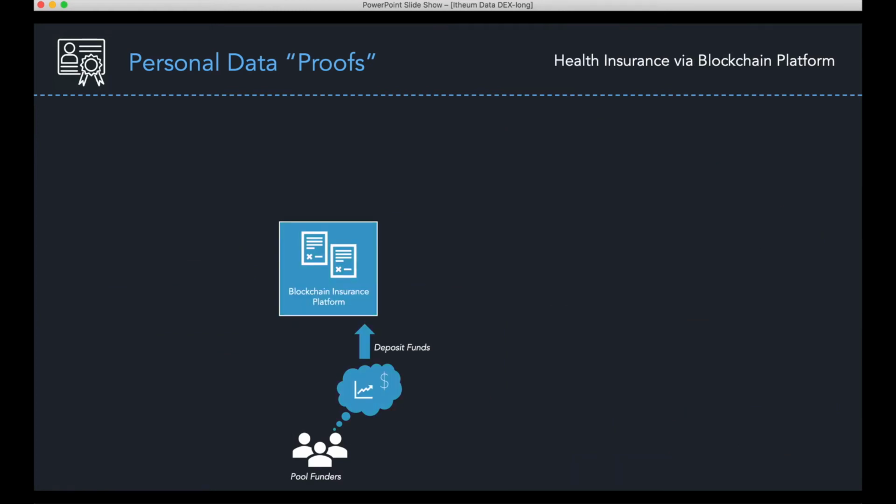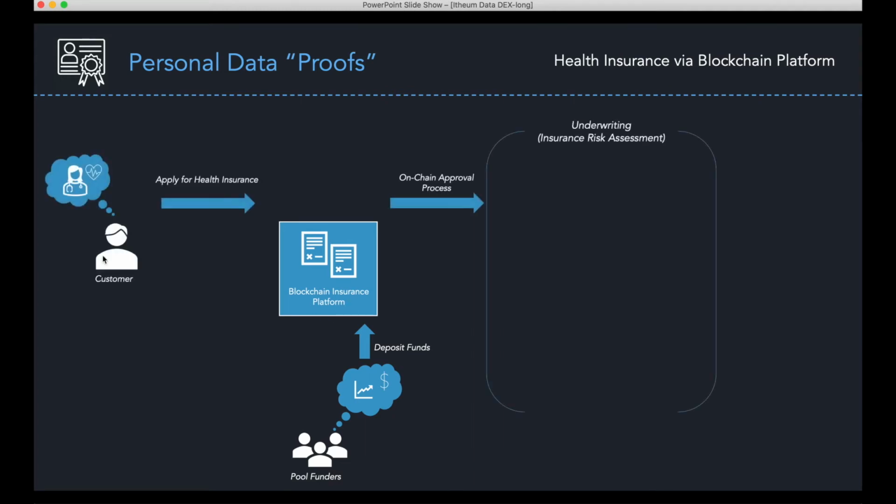All right, so let's look at another example of where personal data proofs will be very useful. And in this case, it's an example of health insurance via a completely decentralized blockchain platform. So again, in this scenario, we have the pool funders who have deposited their funds into some blockchain insurance platform. And we get a customer who comes up and says, you know what, I want health insurance. I want to do this on the blockchain. And they apply for their health insurance.